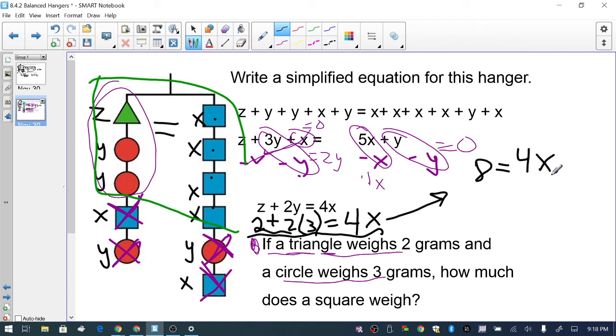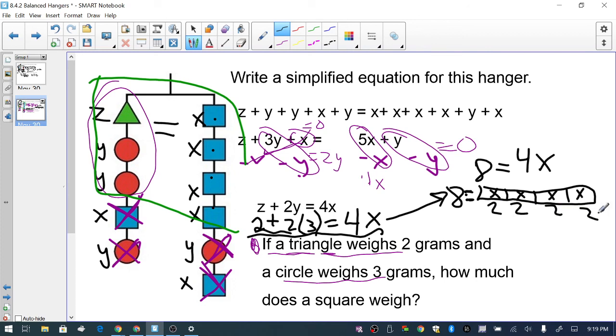To solve for the x, I could use a tape diagram. 8 equals 4 times something. And here's how you can use a tape diagram to solve this. X, x, x, x. Now all of this must be equal to 8. So what would it be such that 4 of them equals 8? Oh yes, it must be 2.